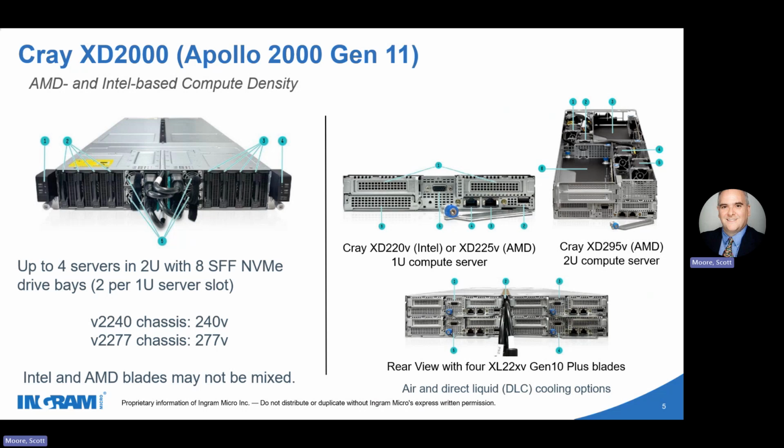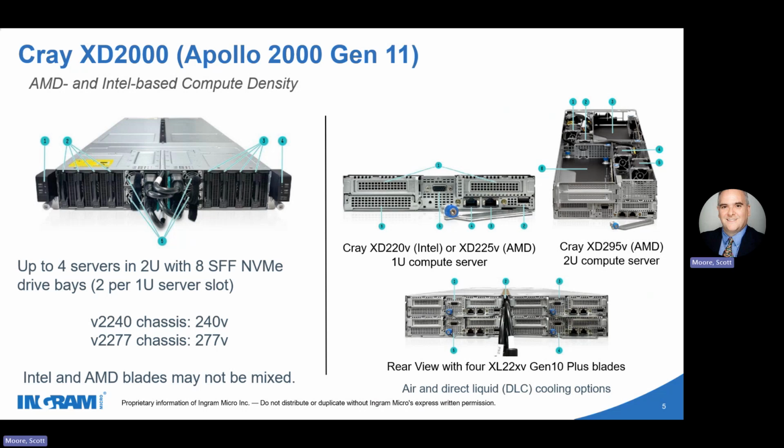There is a 2U taller AMD server, which is the XD295V, for those customers who need the additional PCIe expansion, want to take advantage of the extra PCIe lanes that are available on Intel, or on AMD architecture. And at the very bottom, we have a picture, a rear view of the chassis with 4 XD 220V, meaning either 220 or 225V servers in the back. The left side of the slide shows the chassis itself.